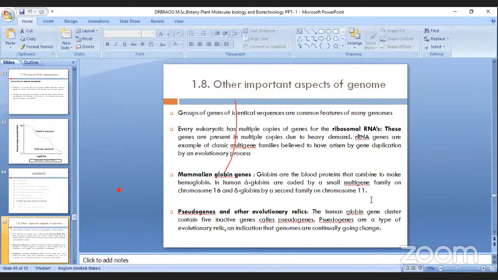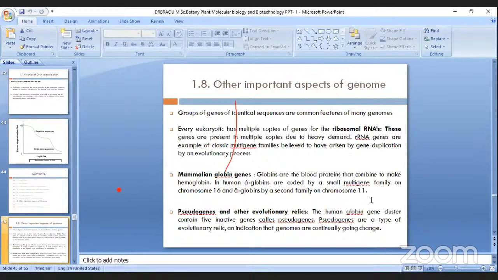These ribosomal genes are an example of classic multi-gene families, and there is a thought that they might have arisen by gene duplication during the evolutionary process. Some studies say that RNA genes might have arisen by gene duplication during evolution. So this is ribosomal RNA.